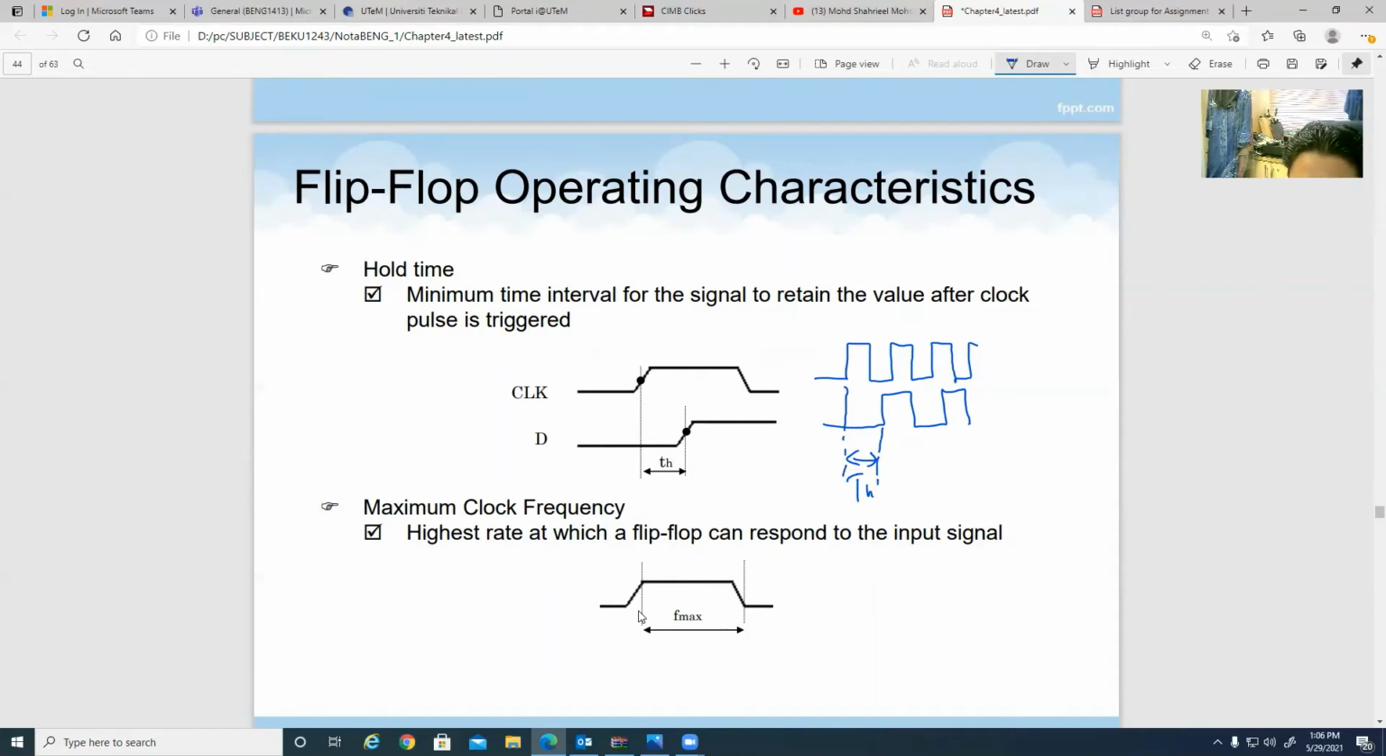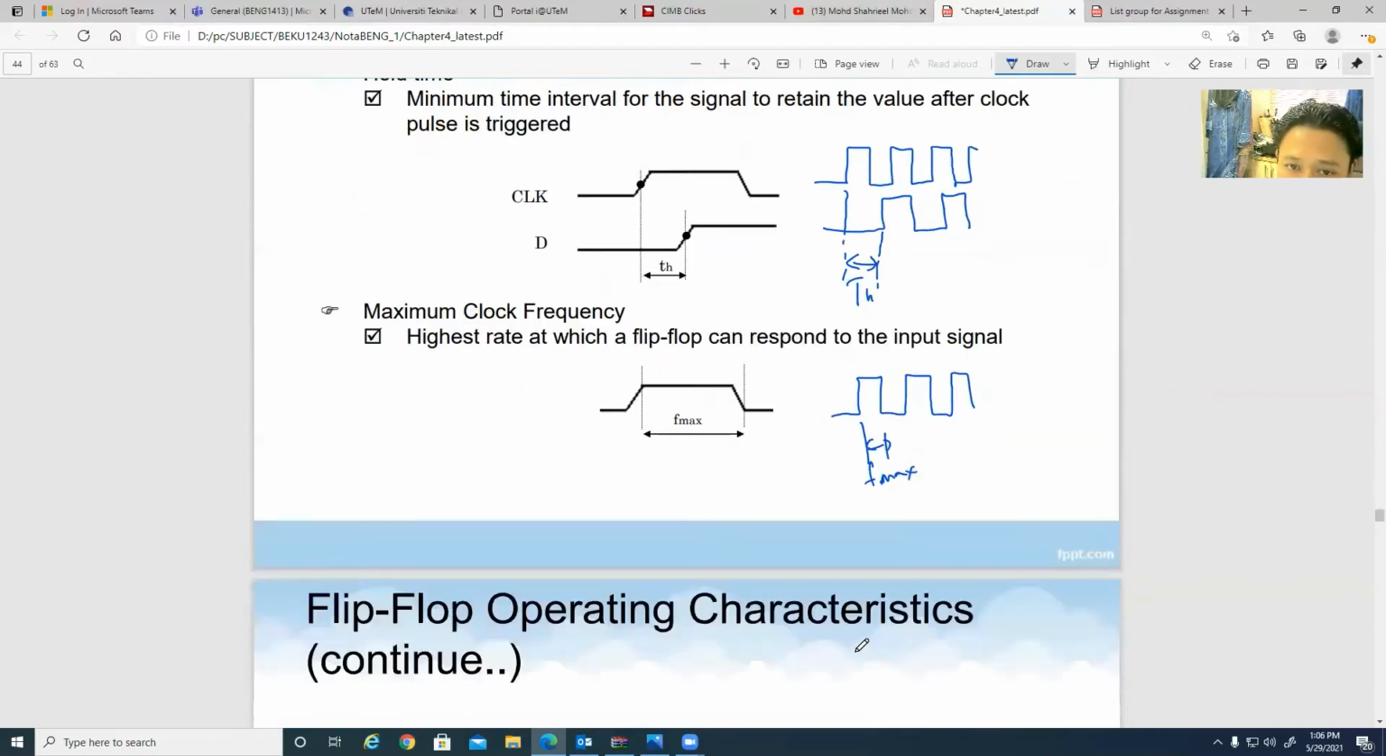And then next is the maximum clock frequency. Clock frequency is the highest rate at which the flip flop can respond to the input signal. This is the ideal. From this one to this one, you can find the maximum frequency, fmax, the maximum clock frequency.